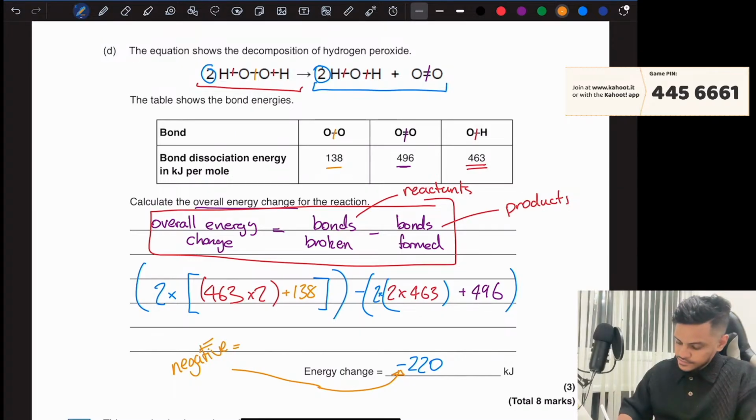Exothermic. Negative is equal to exothermic. What does exothermic mean? Exothermic means it's on.